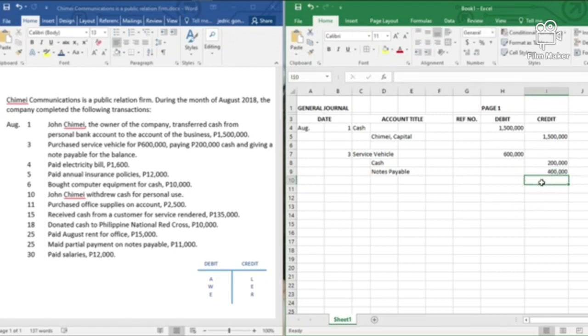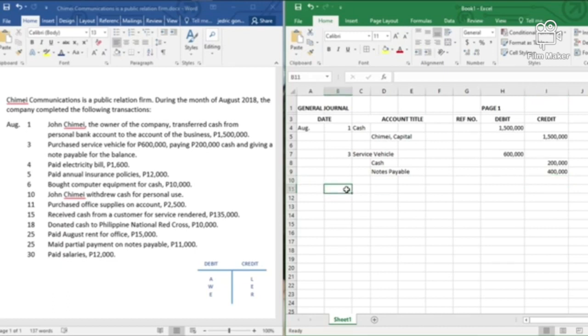Okay, look at this one. This has three transactions, one for debit and then 2 for credits. But still, pag pinag-add mo yung credits, 200 plus 400, 600, which is still equal to the debit of 600.